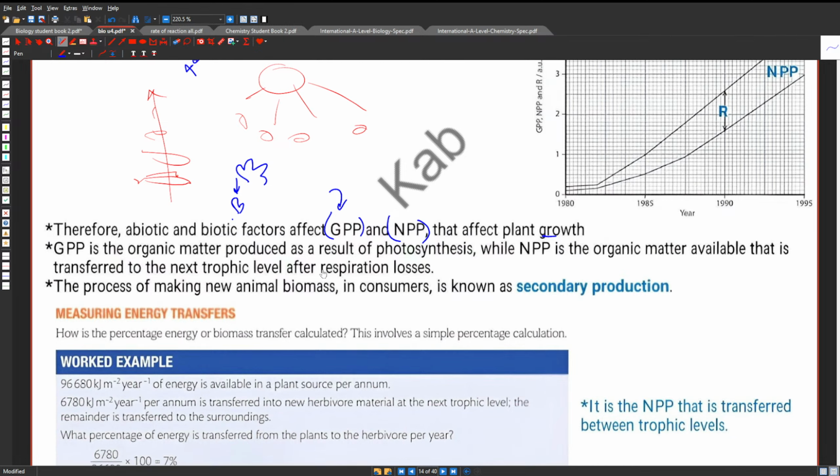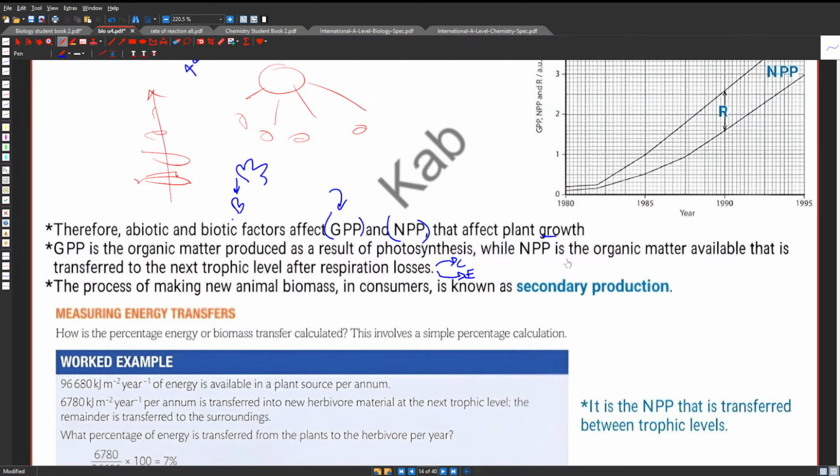GPP is the organic matter produced as a result of photosynthesis, while NPP is the organic matter available that is transferred after respiration losses. That can be catabolic reactions, or exothermic losses. Essentially, NPP is the leftover stored organic matter that can be transferred to the next trophic level. Anything else is lost due to respiration.